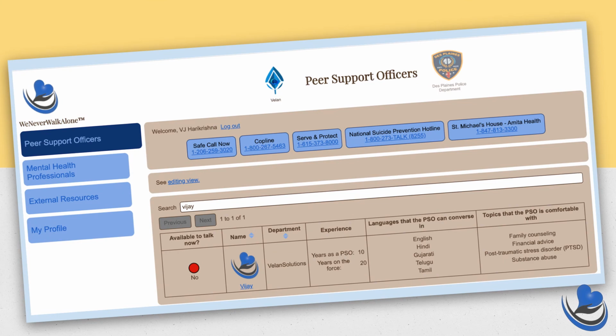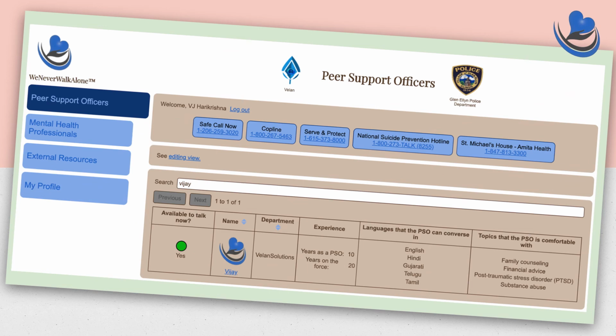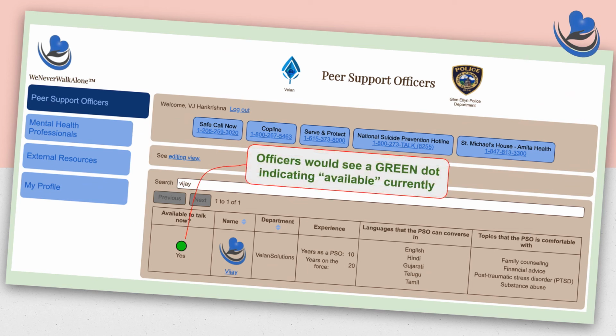When you are unavailable, officers logging into the system will see a red dot beside your name and will be unable to call you. When you are available, a green dot appears beside your name.